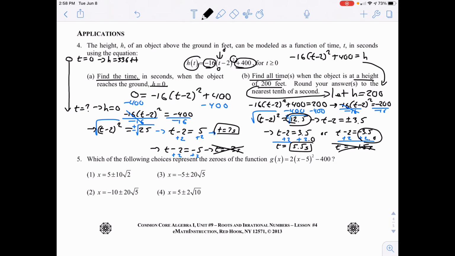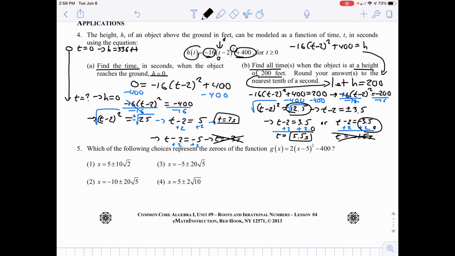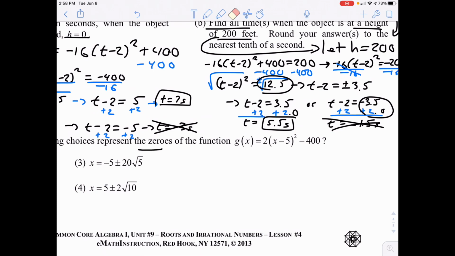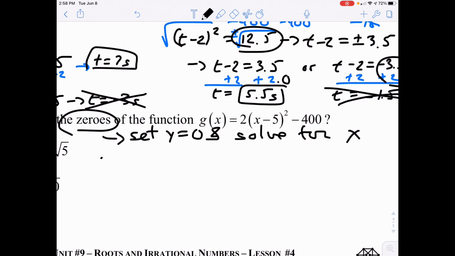And number 5, which of the following choices represents zeros of a function g of x equals 2 times the quantity of x minus 5 squared minus 400? Well, remember, zeros of the function. Zeros mean set y equal to 0 and solve for x. So that's exactly what we're going to do. 2 times the quantity of x minus 5 squared minus 400 equals 0.